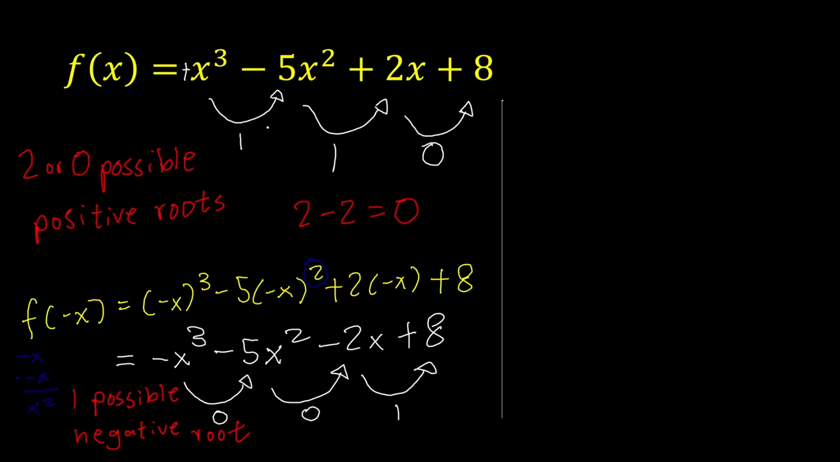Okay, so now that we are done finding the possible positive roots and the possible negative roots of this polynomial function, we can now proceed to finding the non-real roots of this polynomial function. First of all, we have to make a table. This is for the possible positive roots. This is for the possible negative roots. This is for the non-real roots, and this is for the total.